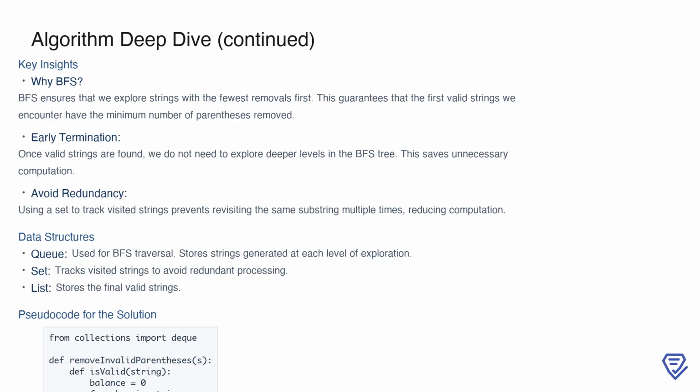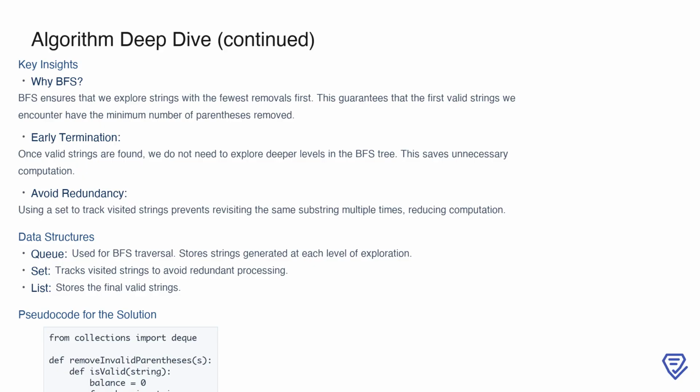Furthermore, the use of a set to track visited strings eliminates redundant processing, ensuring we do not revisit the same substring multiple times. To implement this solution, we rely on three key data structures: a queue for BFS traversal, a set to track visited strings, and a list to store the final valid strings.